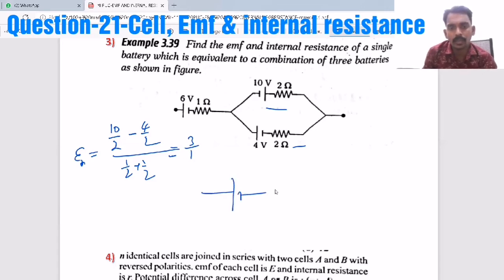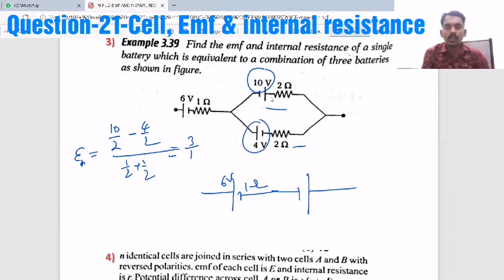Now we can replace it like 1 is 6 volt, 1 ohm. Now the resultant is like this. See, this is 10 and this is 4. Who is dominating? 10. That's why you have to take the resultant also the same as that dominating one. So here the negative terminal is here, positive terminal. How much is the resultant EMF? 3. Now 2 connected in parallel means the resultant resistance is 1.